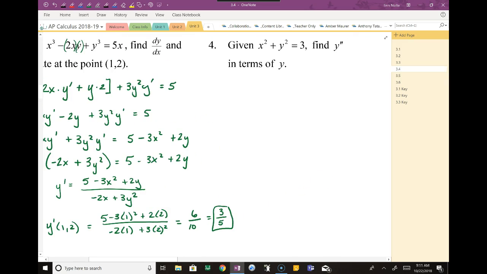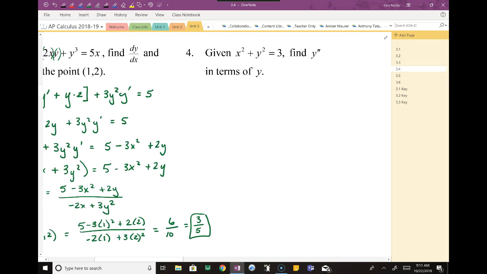Okay, is this our last question, number 4? I hope so. I think it is. All right.